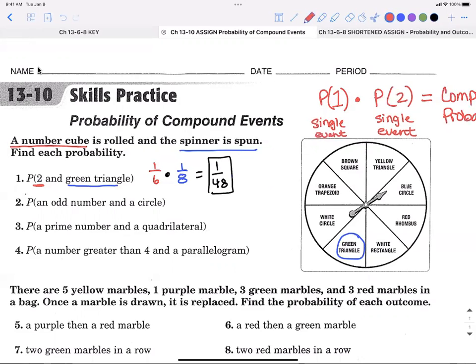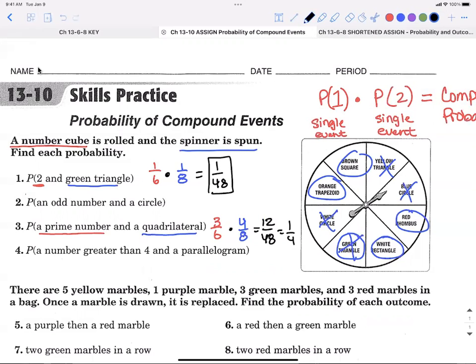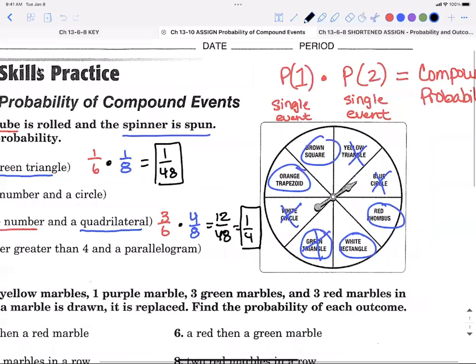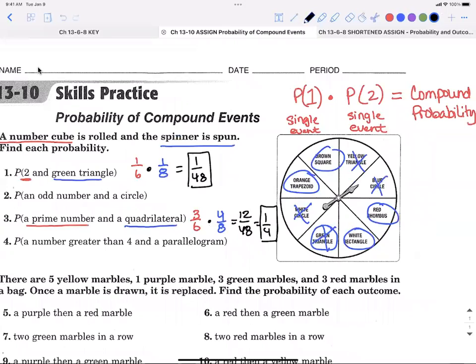If you look at number 3, rolling a die and getting a prime number, well, on a die, the prime numbers are 2, 3, and 5. So there's 3 out of 6 available. And if you look at the spinner, it says quadrilateral. Look at your spinner. Triangle is not, circle is not, a rhombus is, a rectangle is, a triangle is not, a circle is not, a trapezoid is, and a square is. So that ends up being 4 out of 8. Multiply across the top, multiply across the bottom, and then reduce, and you get 1/4. So that is how you do compound probabilities with a much simpler equation than what we did during 13-8.